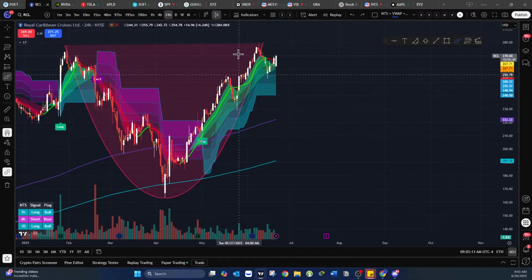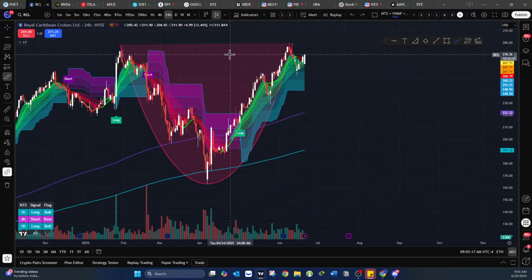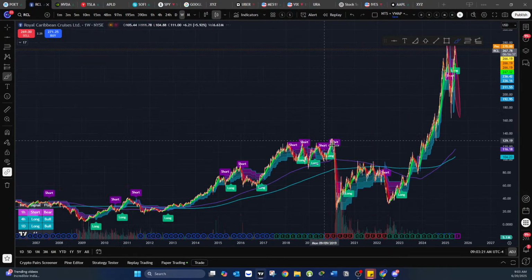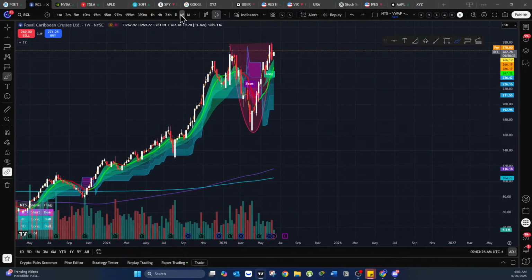So let's zoom in. Looks like what we had all time. Is this all time highs? Wow, sure is. Yeah, this could be an all time high breakout.